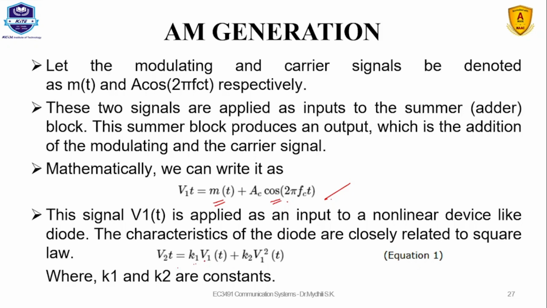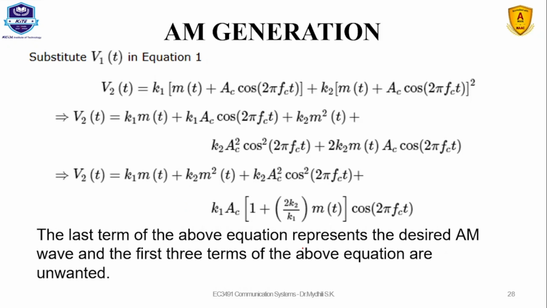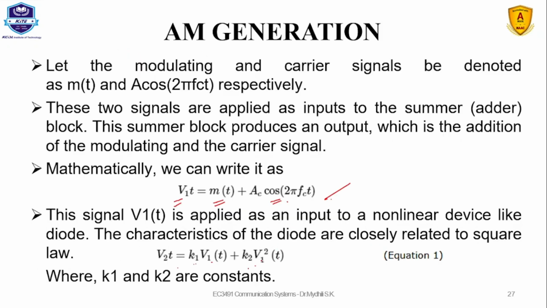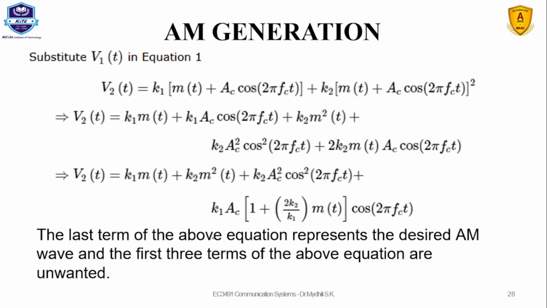It is dependent on K1 into V1 of t, plus K2 into V1 square of t, and it goes on. Since it is a square law modulator, we stop only with the square term. Solving the above equation by substituting V1 of t, you will get a huge equation. The K1 term is the V1 of t term, and the K2 term is also the V1 of t term squared. Since a square law modulator is used, the expansion stops with the square function alone.